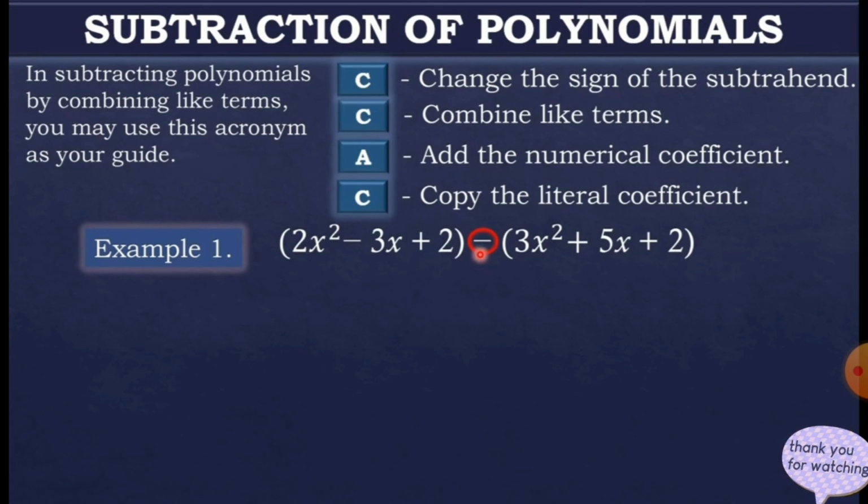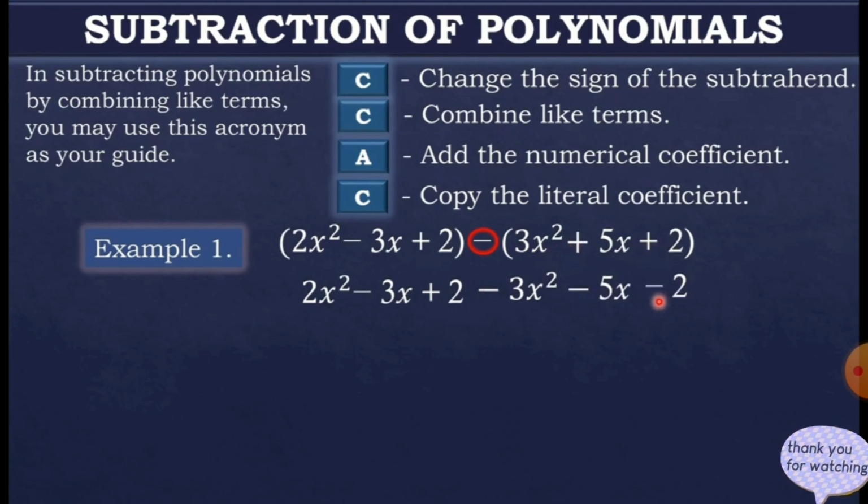So, there are two expressions that we need to subtract. Now, first expression is the minuend. The second expression is the subtrahend. So, because it's subtraction, yung operation, we have to change the sign of the subtrahend. That's the step 1. Okay? So, since minus ito, si 3x squared na positive magiging negative, kasi change the sign of the subtrahend. Si positive 5x magiging negative 5x. Si positive 2 magiging negative 2.